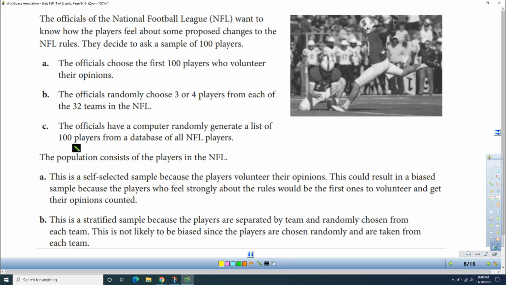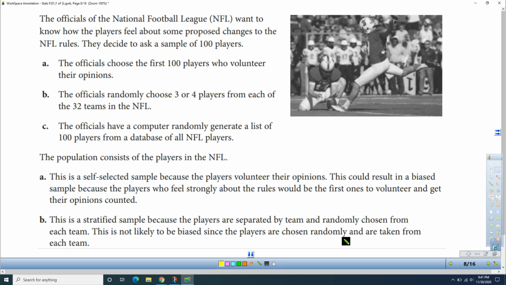Okay. But then you have C here, and the officials have a computer randomly generate a list of 100 players from the database of all the NFL players. So now it's every NFL player randomly selected. And we're going to say that's the most random. And that's generally what we consider the best choice. The most random you can get is the best choice. Now, 100 players may not be enough people, but that's a whole other issue for margin of error. So the book would say C is the best choice, but B is a pretty good choice as well, right?